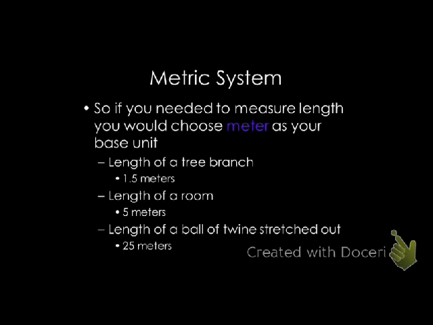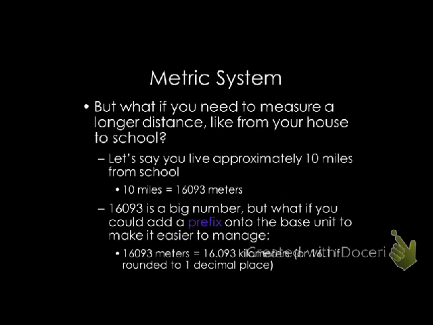But when it comes to large measurements, it makes it much more difficult. For example, if we wanted to measure something like the distance from someone's home to the school, and let's say that that person lives approximately 10 miles from school. 10 miles is 16,093 meters. Now that's a really big number. And when it comes to imagining what 16,093 of something would look like, it's kind of hard to do. So what we do is we attach a prefix onto that base unit to make it easier to work with or easier to manage.